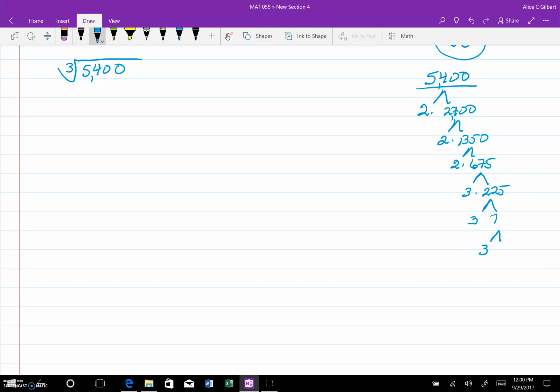That didn't come out very nice, 75. Well, still isn't. 7 plus 5 is 12. 3 goes into 12 evenly, so 3 will go into 75 evenly. Turns out to be 25. Now, does 3 go into 25 evenly? Well, 2 plus 5 is 7. 3 does not go into 7. So 3 won't go into 25 either.